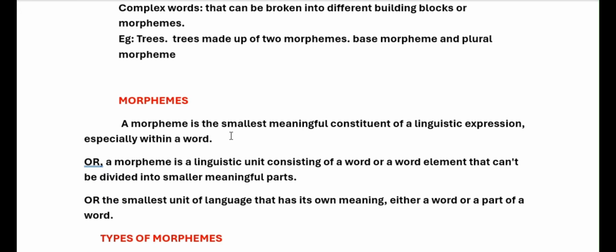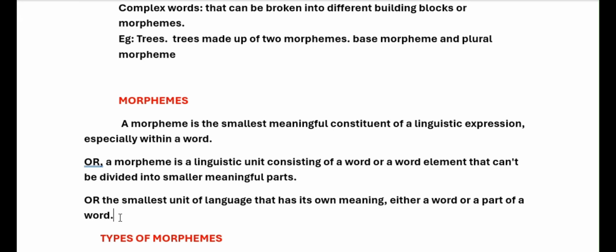Now, a morpheme is the smallest meaningful constituent of a linguistic expression, especially within a word. Or we can say a morpheme is a linguistic unit consisting of a word or word element that cannot be divided into smaller meaningful parts. Now, a morpheme is the smallest meaningful part. We have studied the phoneme, which is the smallest unit that can be pronounced, but the morpheme here is the smallest meaningful unit. It is either the grammatical function or meaning. It can be the word or the part of a word.